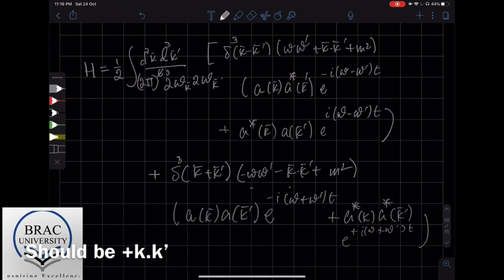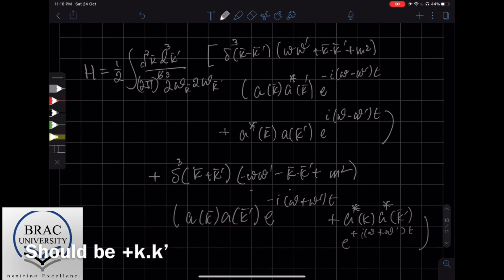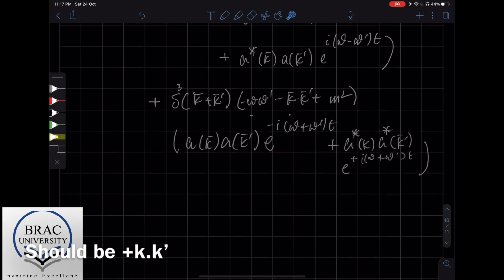Okay, so this was a bit of a long calculation. But then what we're going to do is one of the k integrals. We're going to do the d cubed k prime integral. So then what happens is that k will become k prime. Because omega is a function of k, omega prime will become omega. So this will become omega squared. This will become k squared, and this will become m squared. So because omega squared is equal to k squared plus m squared, we are going to end up having 2 omega squared coming from the first term.